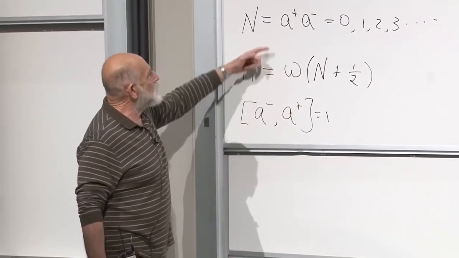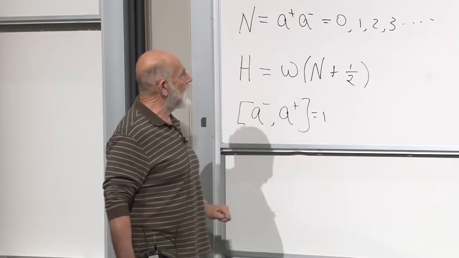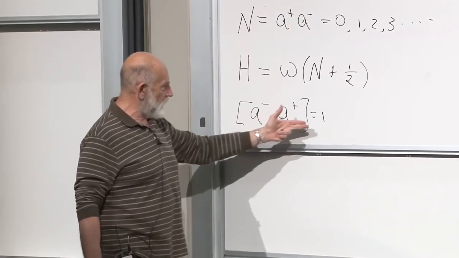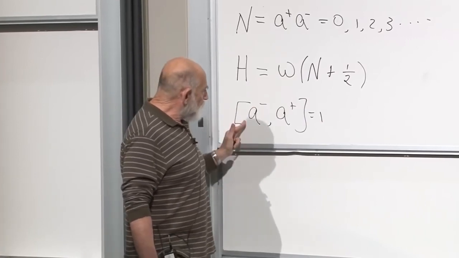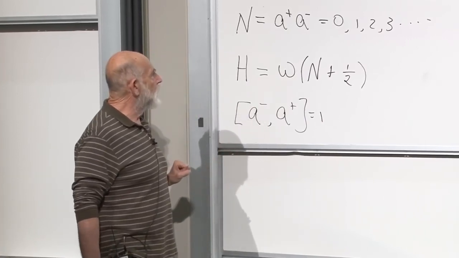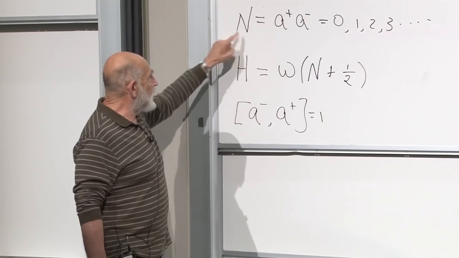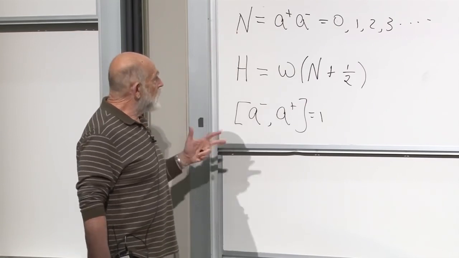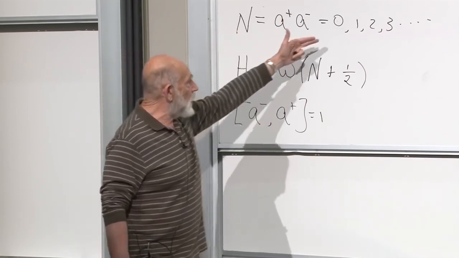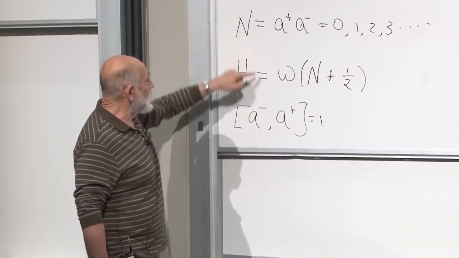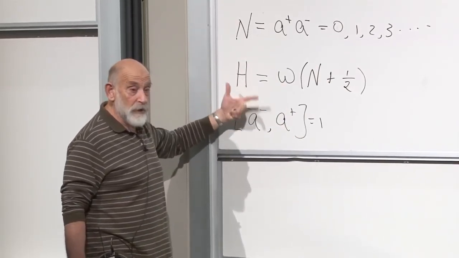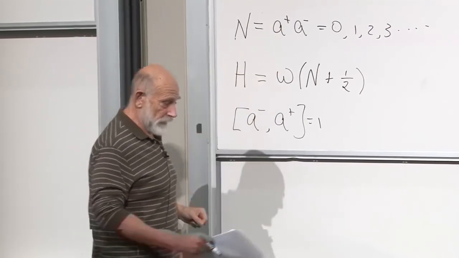And so really the reason for dividing by the square root of 2 omega here was to get rid of anything on the right-hand side, to divide it away. This commutation relation, together with the definition of n, tells you that n is quantized in integers, and the connection with the Hamiltonian is such that the Hamiltonian, or the energy levels, are these.